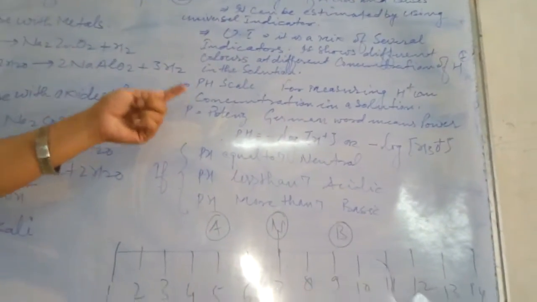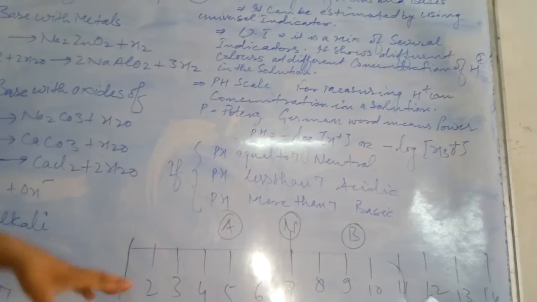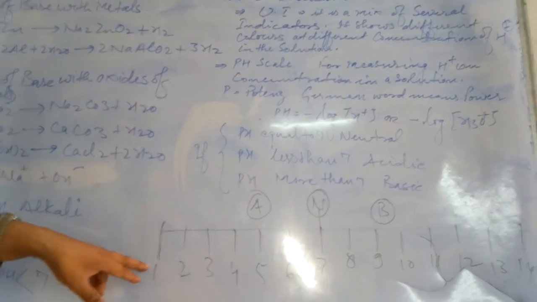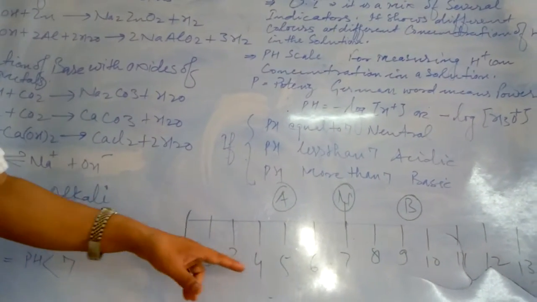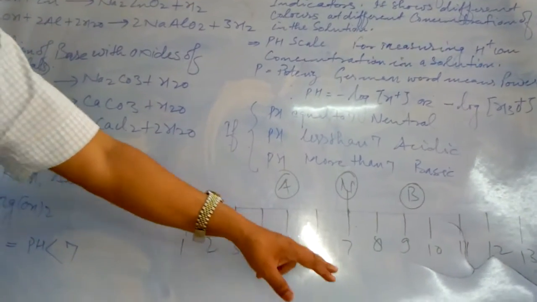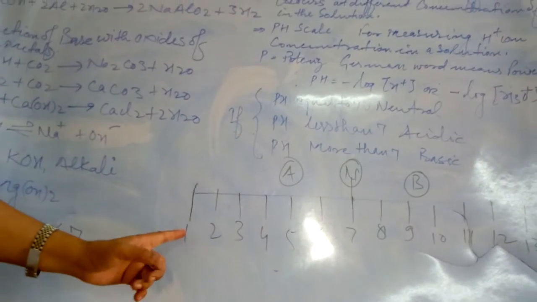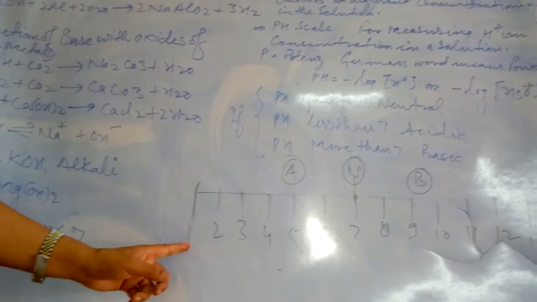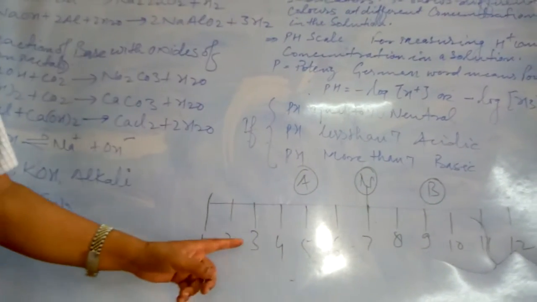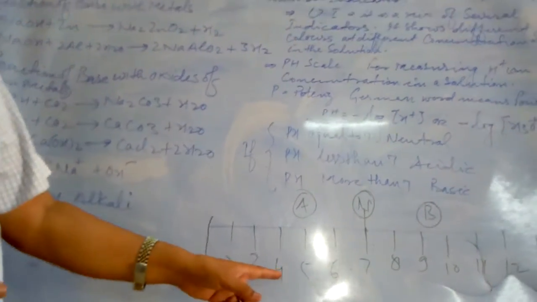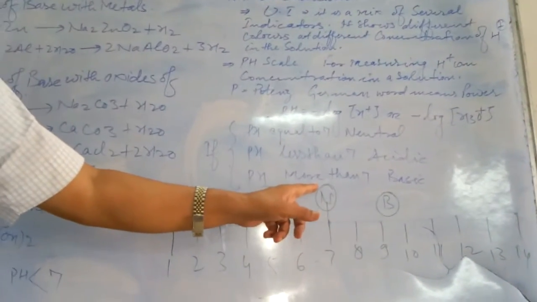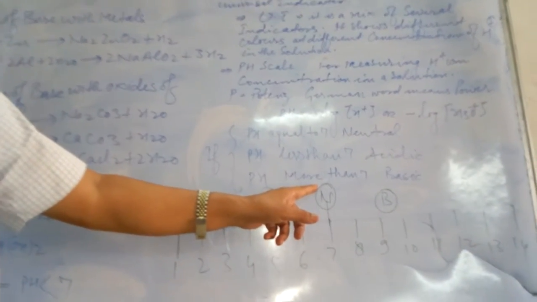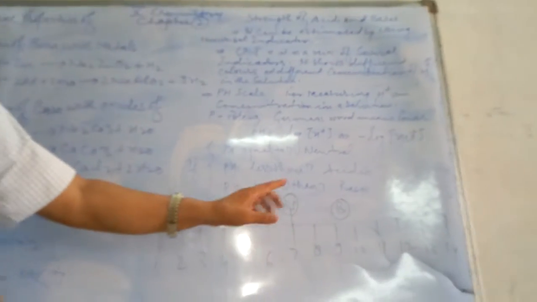Now this pH scale is given here. It starts from 1 and goes up to 14. So 1, 2, 3, 4, 5, 6, these are acidic. Means if the pH of any solution is 1, it is the strongest acid; 2, 3 strong acids; 4, 5 mild acids; 6 weak acids; and 7 neutral. It is okay. If the pH of a solution is 7, that is neutral.